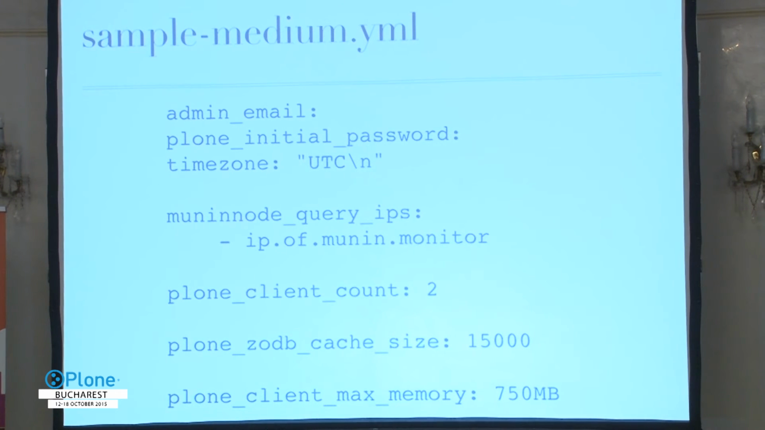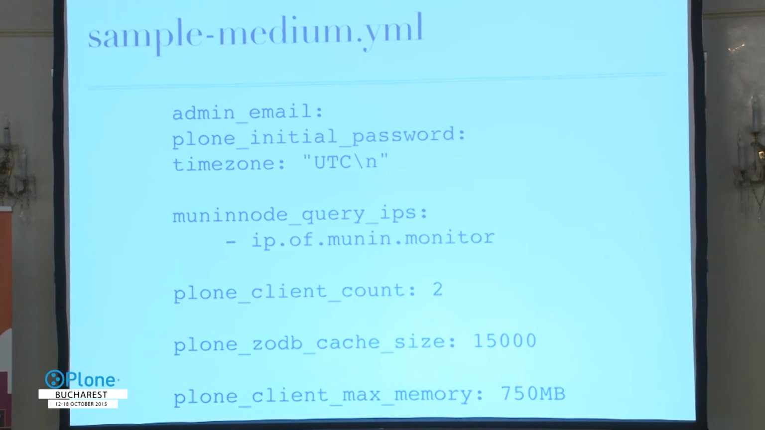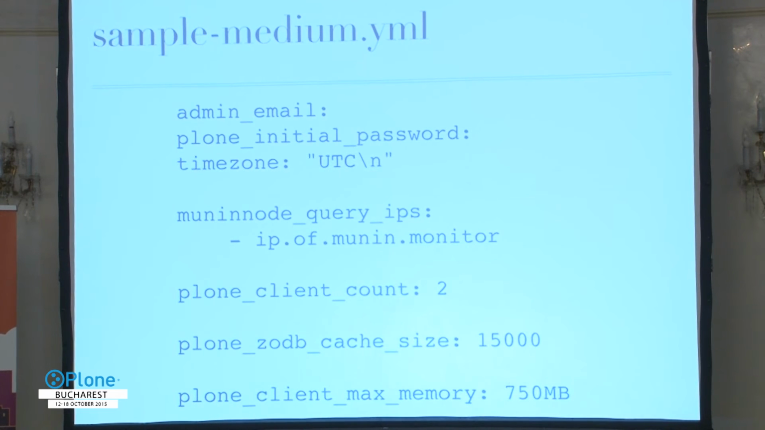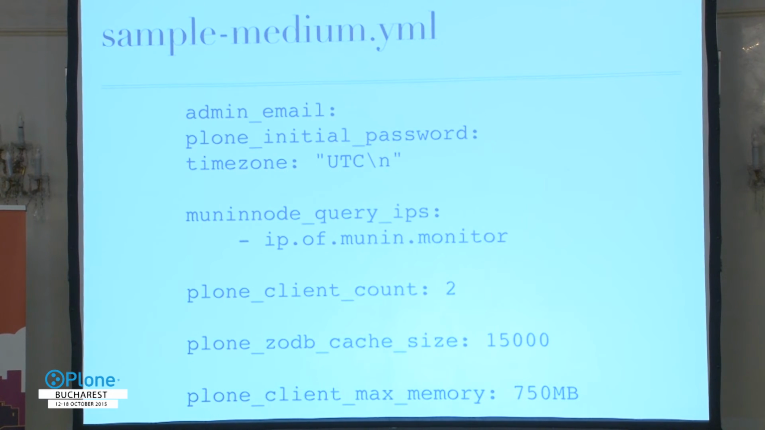You can decide whether you're going to use Munin, you can specify the IP address, and here are actually the pieces that distinguish this sample from the other samples. It gives you 2 clients, 15,000 objects for your GeoDB cache, and 750 megabytes for maximum memory.